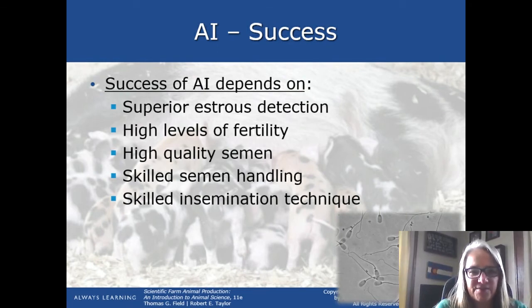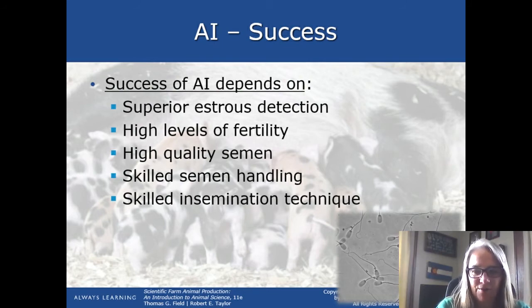The success of artificial insemination really depends on a few key things. The first is, can estrus be detected in a way that is effective and efficient? We need the male animals to have really high levels of fertility, and when that happens, then we need them to also have high quality semen. It takes a skilled technician to be able to handle the semen correctly to make sure none of that is affected, and also to actually inseminate animals in that way.